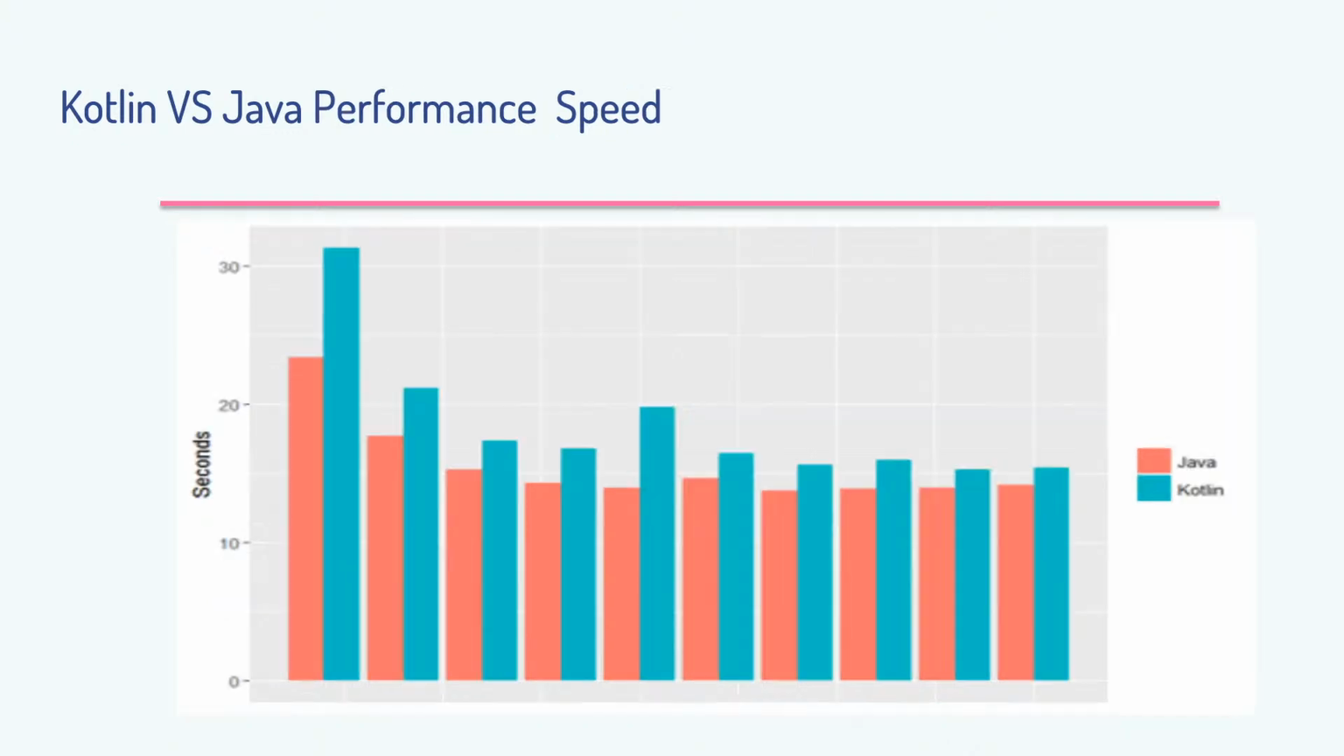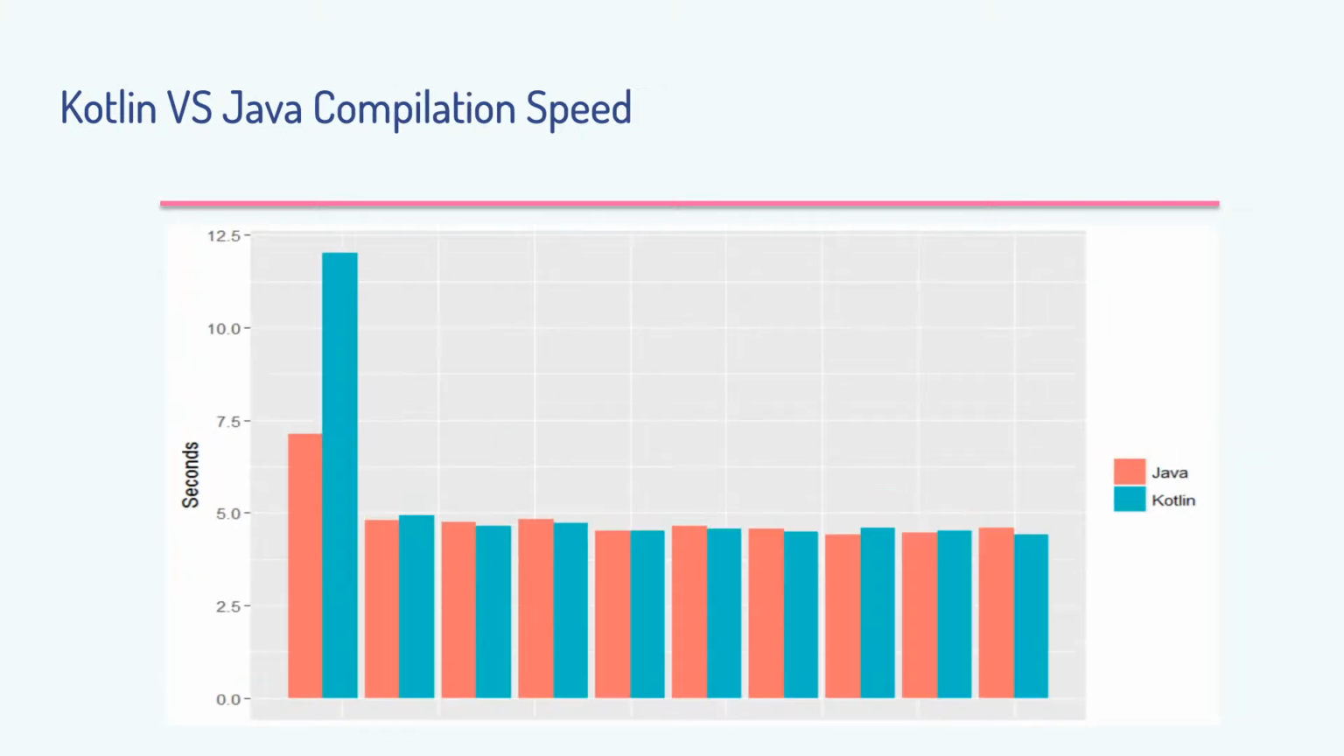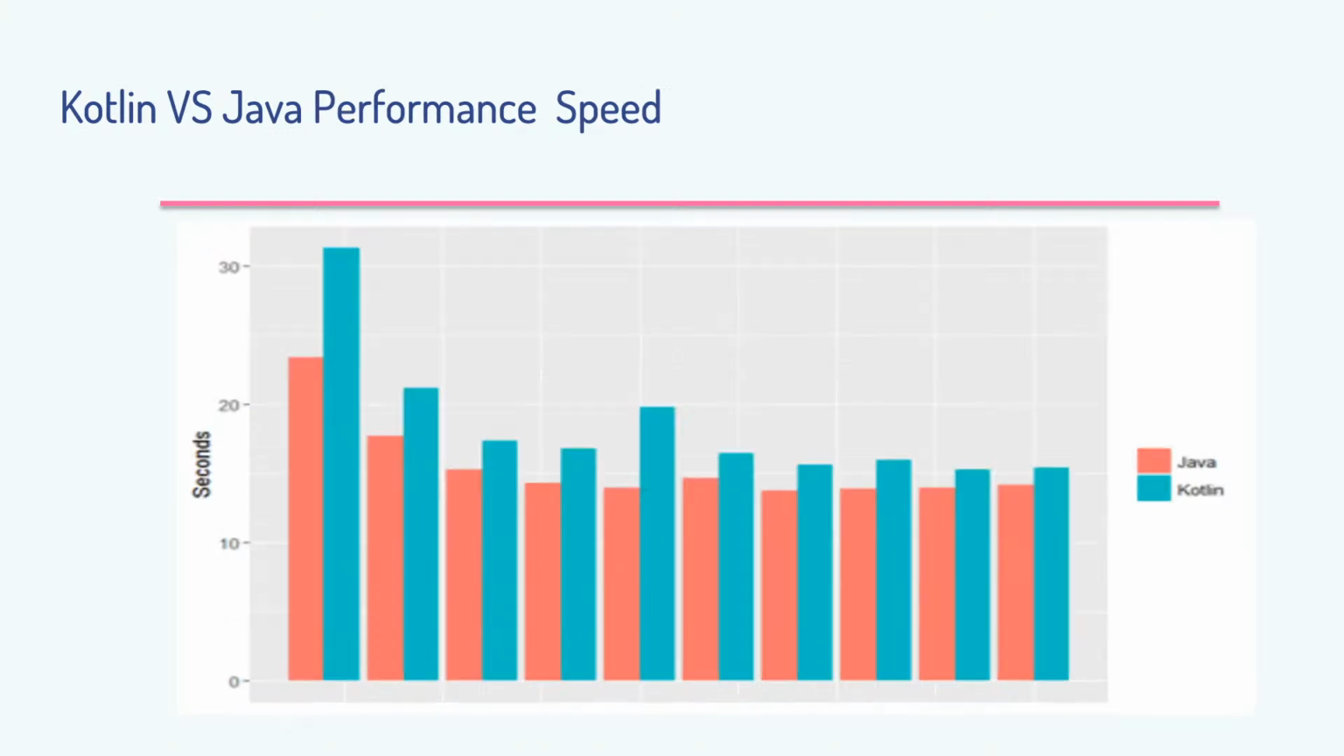So, compilation speed and then performance speed. Compared to Java, the performance speed of the Kotlin language is high. The compilation speed is almost equal, but the performance speed is different compared to Java. So that is important.